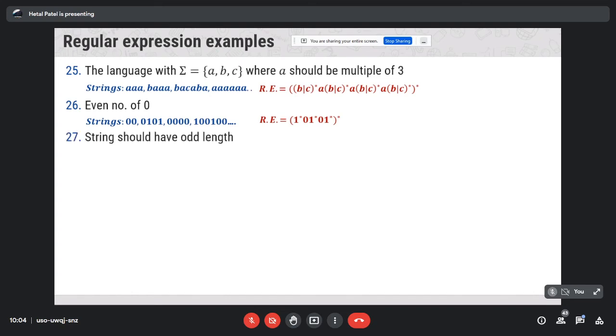Next one, string should have odd length. Now what is the meaning of this language? It should have odd length. So strings of length 1, 3, then 5. That's the length. And just consider the input symbols 0 and 1 here. Input symbol sigma is 0 and 1.